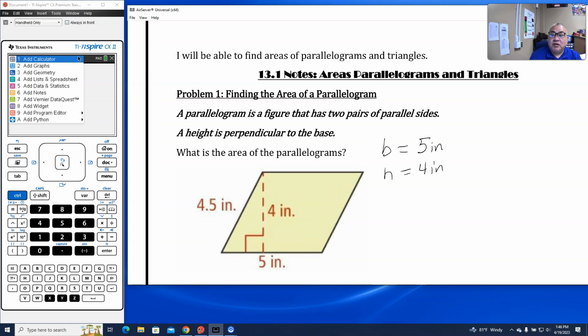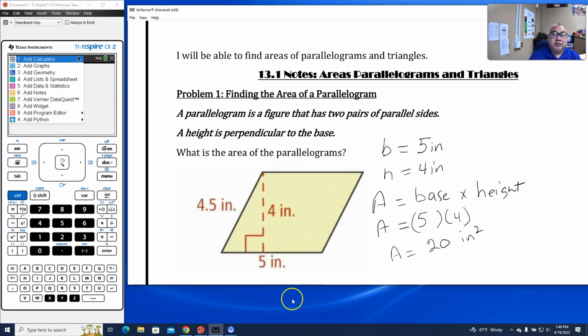So to find the area, the formula is the base measurement times the height. So the area is going to be 5 times 4. So in this case, it's going to be 20 inches squared, or squared inches. So to find the area of this parallelogram, it's going to be the base measurement times the height.